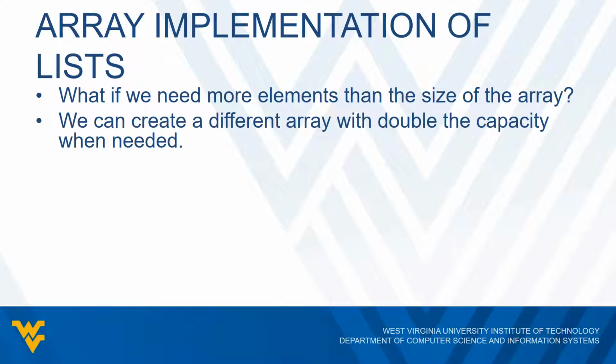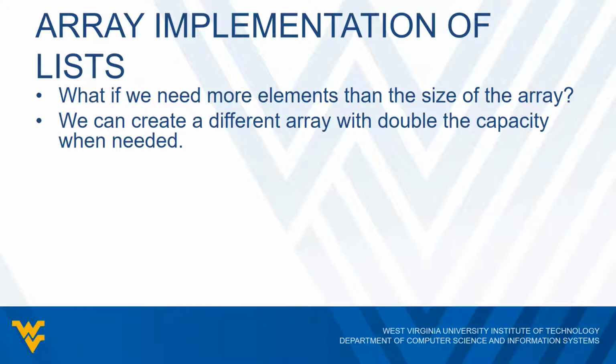Now, why are we doubling it? Because we really don't want to have to create a new array every single time we want to add a new element to our list. So doubling seems to be a good way to do it, because that way we can cut down the number of times we need to actually increase the capacity of the array.